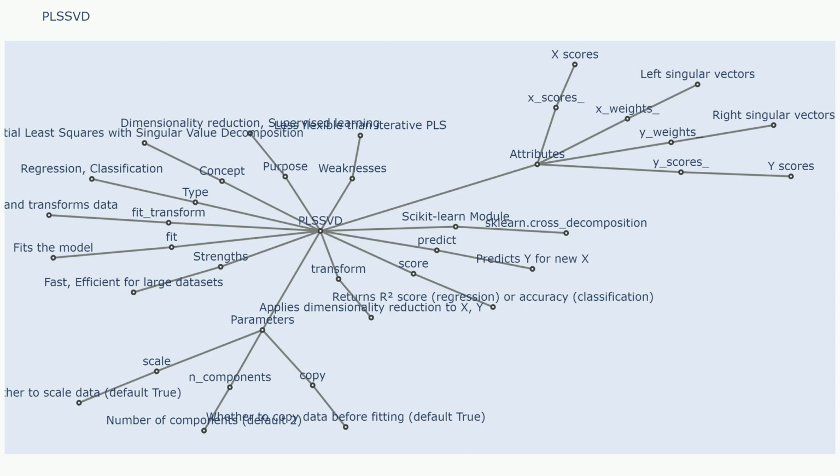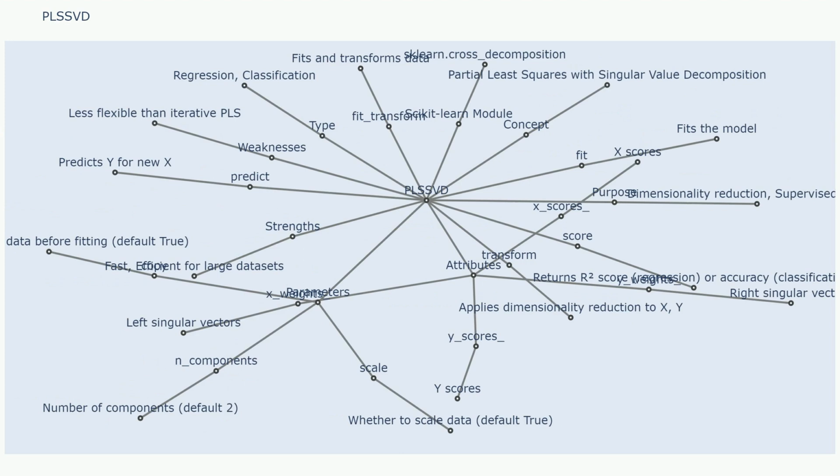Caveats. 1. Interpretability. While powerful, the latent components extracted by PLSSVD can sometimes be difficult to interpret, requiring further analysis to understand the underlying relationships. 2. Sensitivity to outliers. Like many statistical models, PLSSVD can be sensitive to outliers, potentially affecting model accuracy and stability.